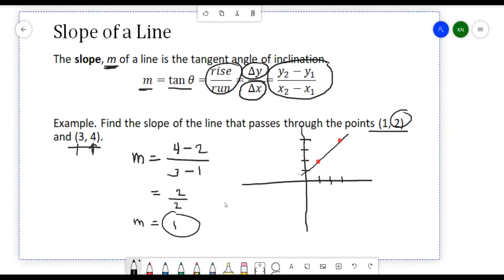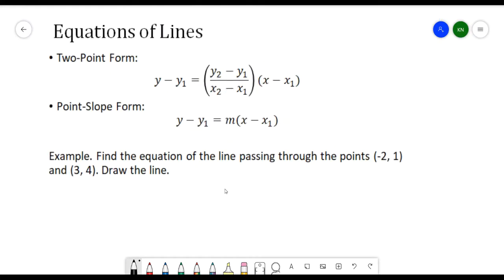Next that we need to discuss is the equations of the lines. There are many types of equations of lines. The first one is the two-point form, which is given by this equation: y minus y sub 1 is equivalent to y sub 2 minus y sub 1 all over x sub 2 minus x sub 1, multiplied by x minus x sub 1. We also have the point-slope form, which is given by the equation y minus y sub 1 is equivalent to m times x minus x sub 1.